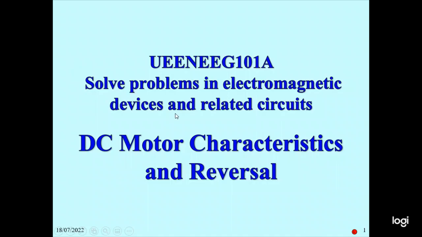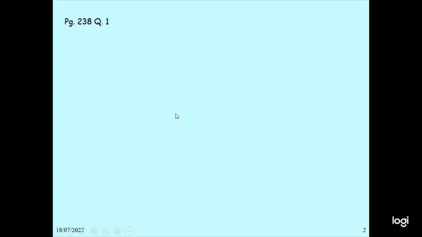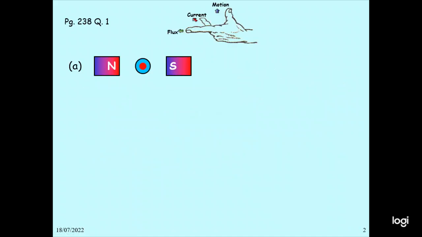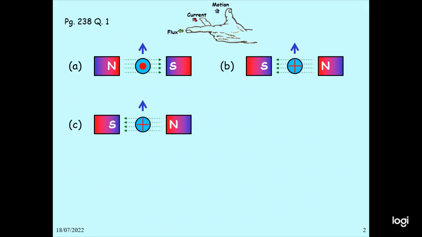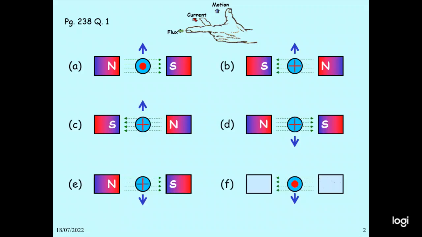So this is a DC motor, and this is for Fleming's left-hand rule. Depending on the current flow and magnetic field direction, the motor will be rotating. In this case, the dot means the current flows toward you, and the cross means the current flows away. So this is the magnetic field direction.